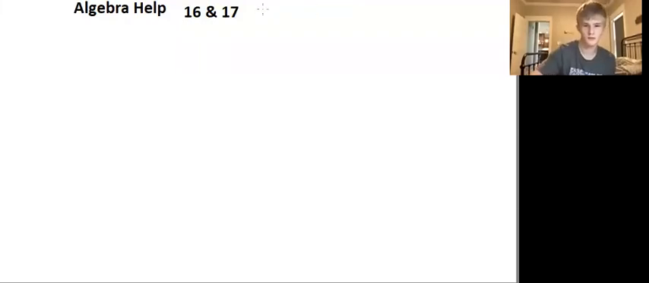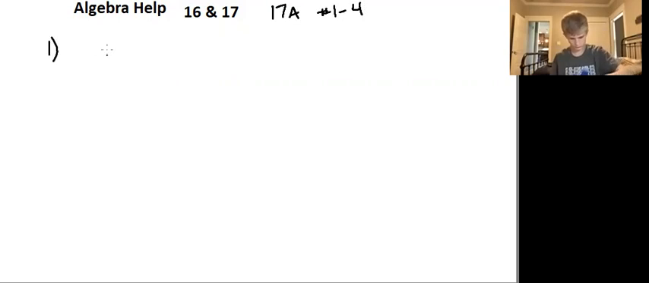Okay, so I'm going to start with 17A 1 through 4. It says find 3 consecutive integers such that the sum of the integers plus 4 is equal to 4 times the second integer. So the first one, it asks, how do we represent these integers? So when we have consecutive, they're in a row.